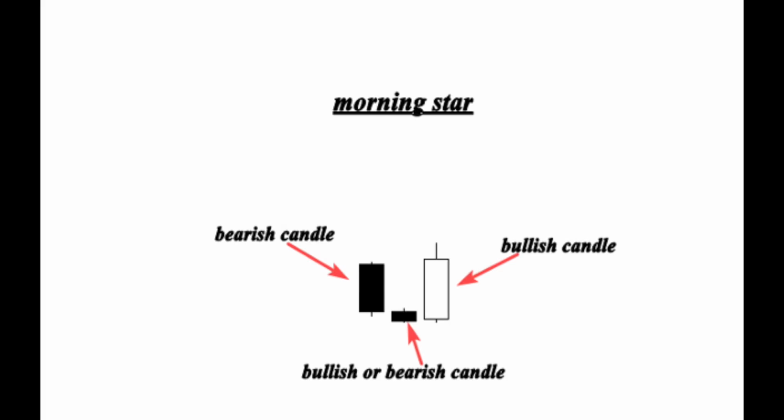6. The morning star. The morning star pattern is considered a bullish reversal pattern. It often occurs at the bottom of a downtrend, and it consists of 3 candlesticks.